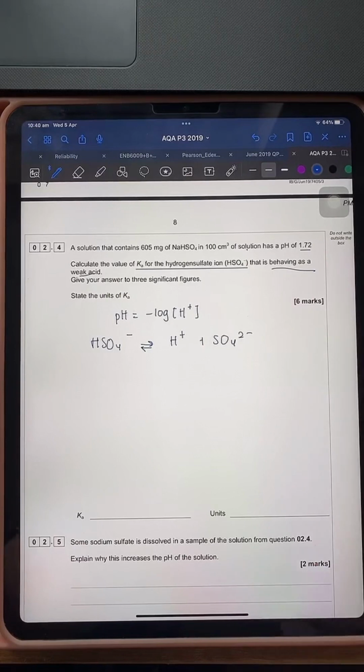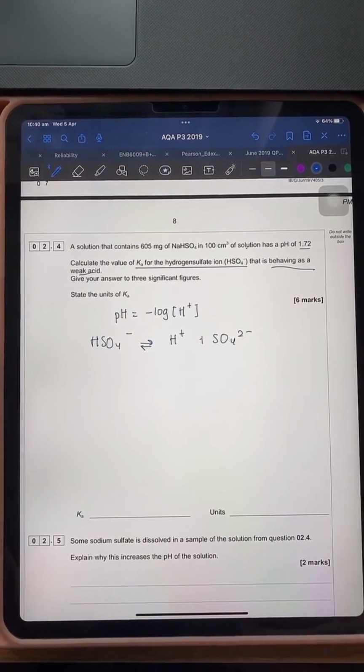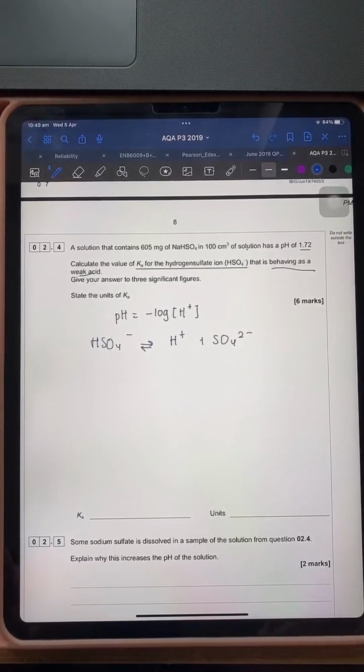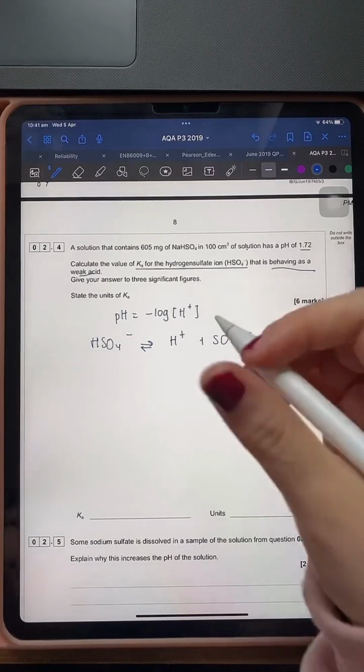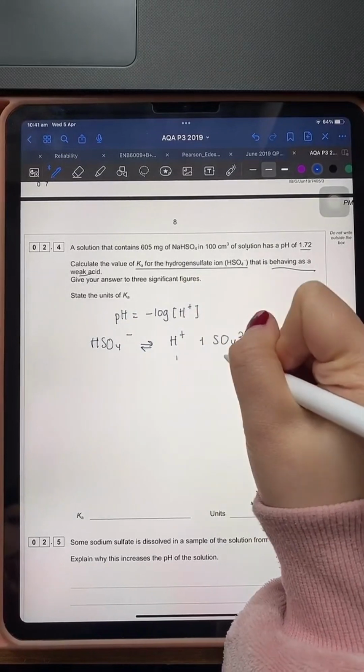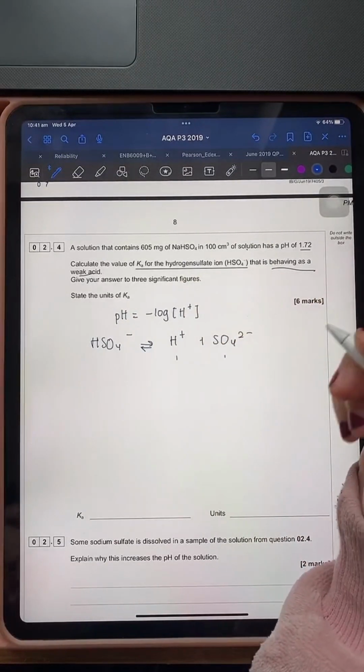Yep, that's right. Wait, what did Cass say? Let me just read that. Find H plus from pH, then find moles of NaHSO4, then find concentration, then find Ka by squaring H plus, divide this by the concentration. Yep, that's right. So we have here the splitting. As you said, the ratio is 1:1, so that's why we have the H plus squared after this.